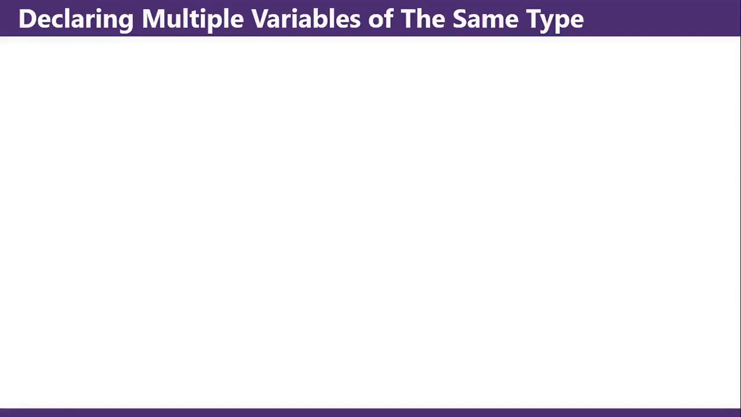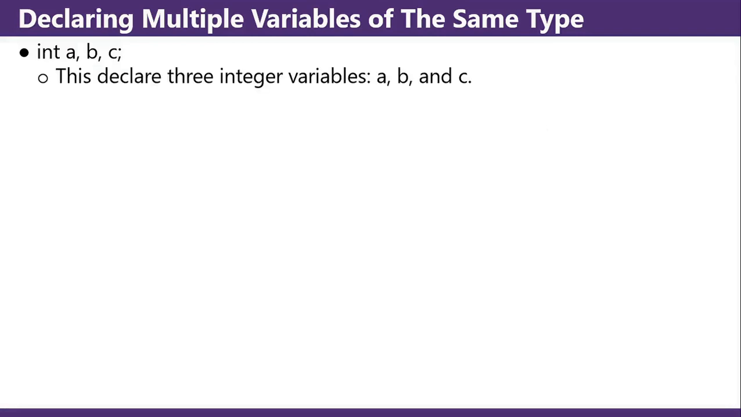Declare multiple variables of the same type. Int a, b, c. This declares three integer variables a, b, and c.